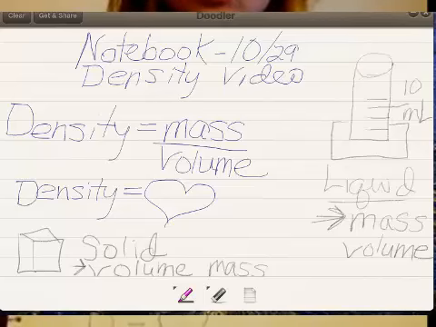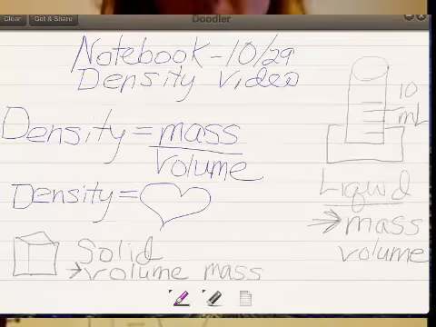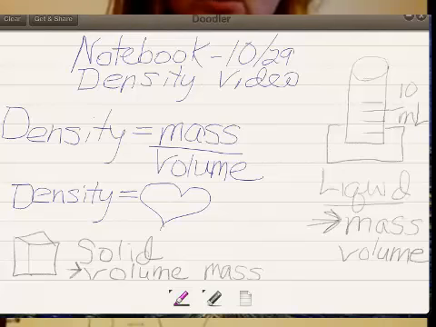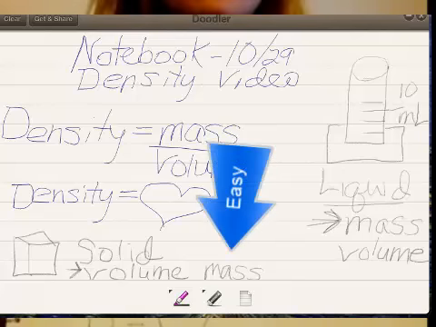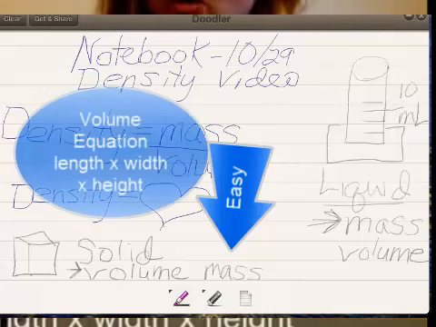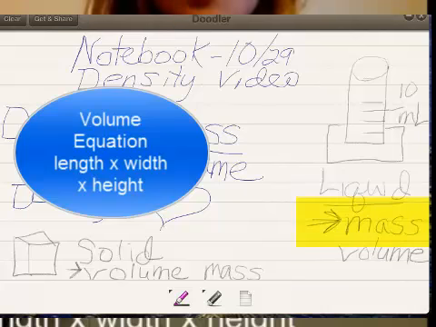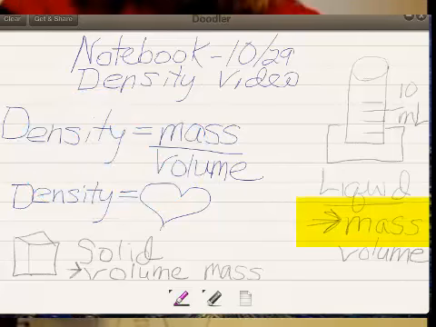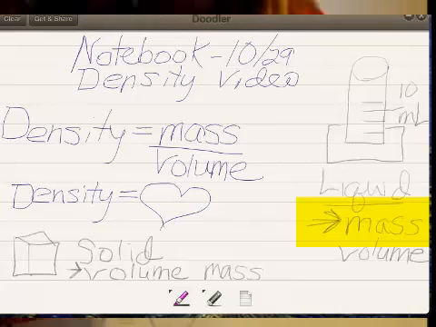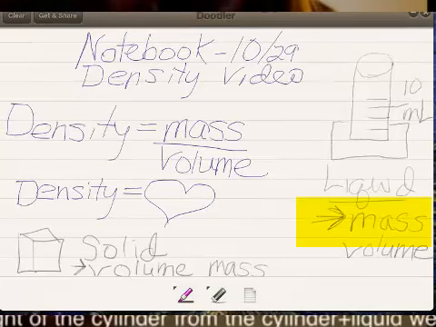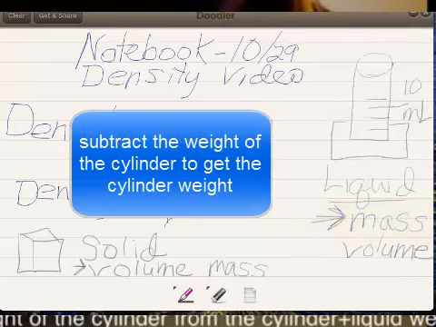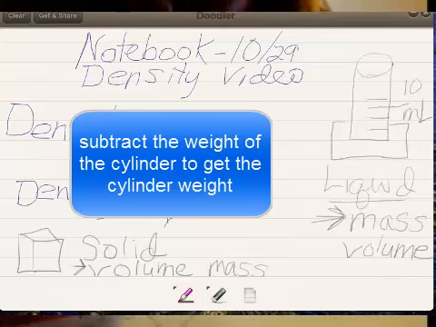For solids, mass is super easy to find because all you have to do is put it on a scale and weigh it. But when we go to volume, you have to get into a little bit of math and do the equation to find volume. When we're dealing with liquids, the mass is the trickier step to find. You actually have to subtract the weight of the cylinder in order to figure out how much the liquid inside weighs.